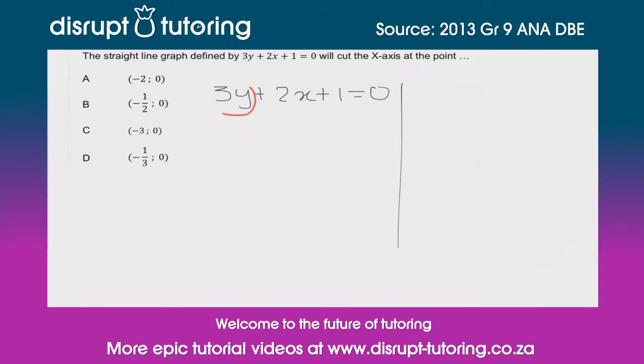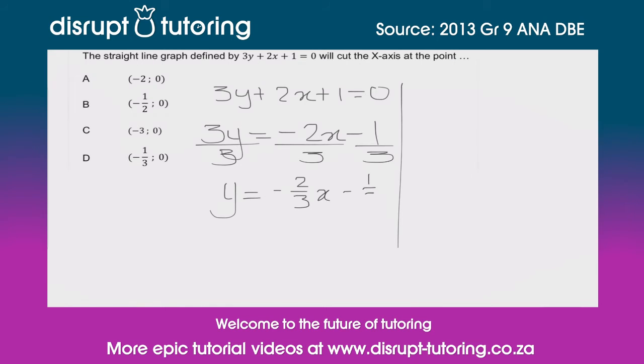We want to keep the y on one side, so 3y equals, we're going to move that across. Remember, when we move over the equal sign, we change the sign, so it's going to be minus 2x minus 1. Now, in order to get rid of that 3, we're going to divide both sides by 3, or divide every term by 3. That gives us y is equal to minus 2 over 3 x minus 1 over 3. Do you see we have a normal straight line? Now you know how to find the x-intercept.